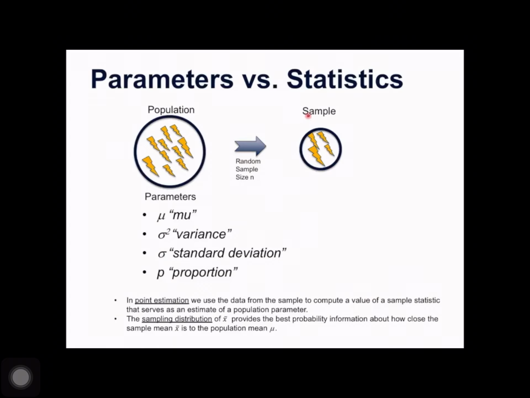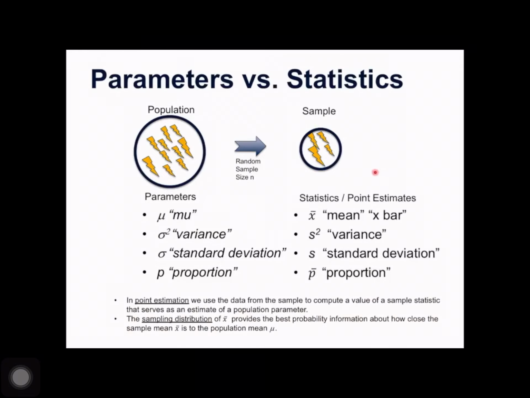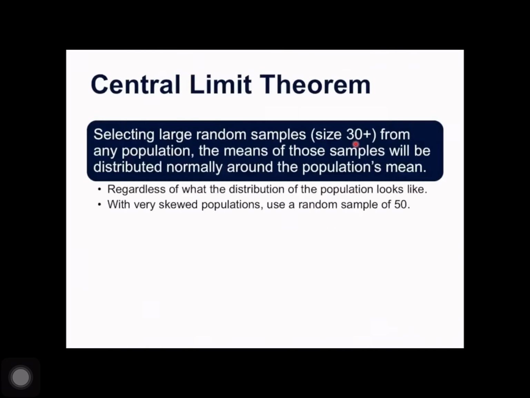When we look at a random sample from that population, we have to change the way we refer to those statistics. We call these point estimates of the population, and they are things like the mean, the variance, the standard deviation, proportion, and they have slightly different notation if you're looking at them in a textbook. So we'll be mindful of that as we go forward, but we're trying to understand the sample. The sample is telling us something about the population, and that's what we're trying to utilize the point estimates for.